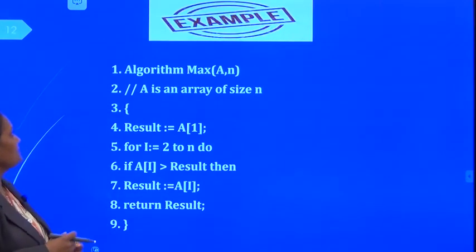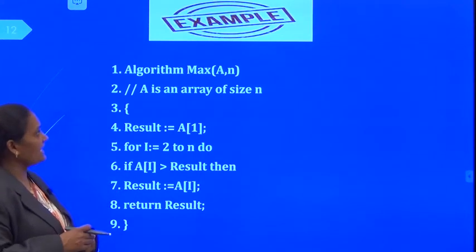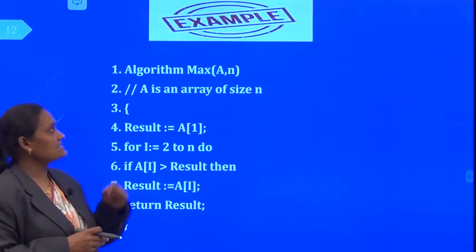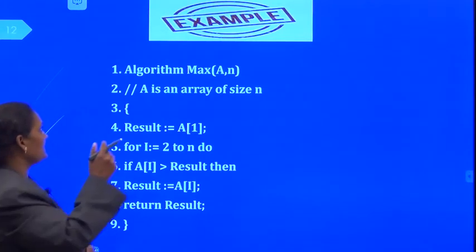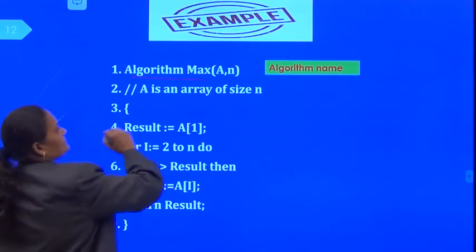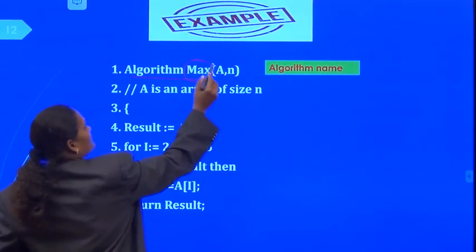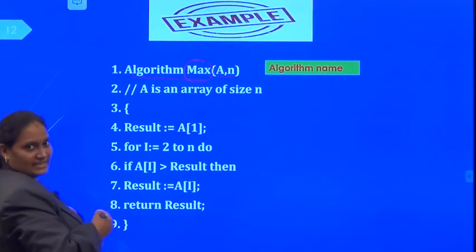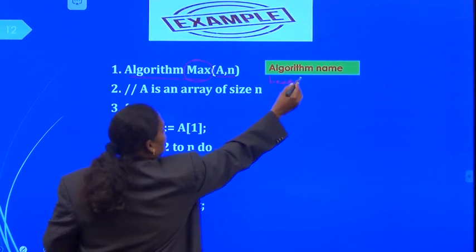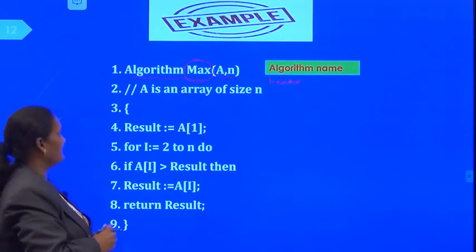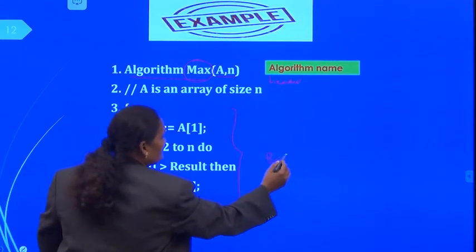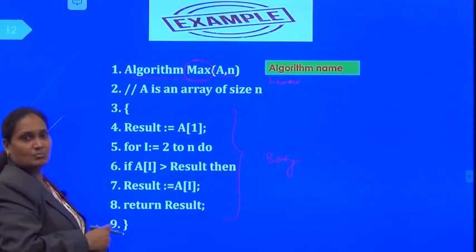Here see the example, algorithm Max(a, n). Here a is an array and n is the size of that particular array. Here you can see, this is the algorithm name. Max is the name of the algorithm, and a and n are the parameters, which entirely indicates the algorithm header. Here these indicate the body of the algorithm. All these statements indicate the body of the algorithm.